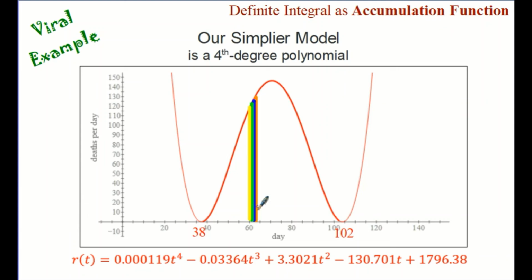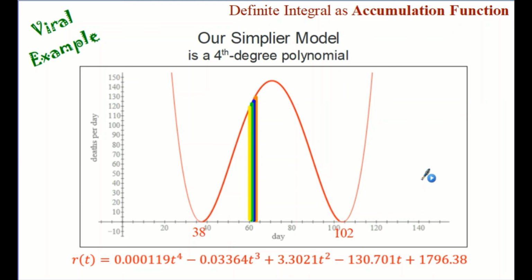And if we keep adding more area to that, we keep adding more deaths. And if we add up all these areas, we get the total number of deaths from day 60 to day 64. The total number of deaths would be that area. And again, sorry for the morbidity of talking about deaths so much, but again, it's a pretty timely example.